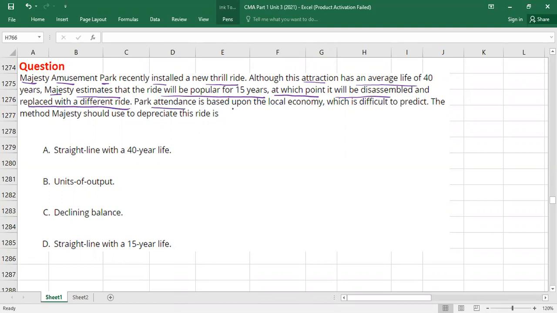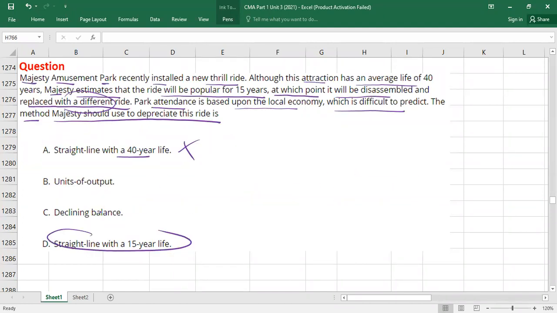Park attendance is based upon the local economy, which is difficult to predict. Which method should Majesty use to depreciate the ride, because you are provided with a useful life only? Straight line over 40 years? No, because your intention is to use it for 15 years. That is the useful life for you. So you have to apply the straight line method with 15 years.